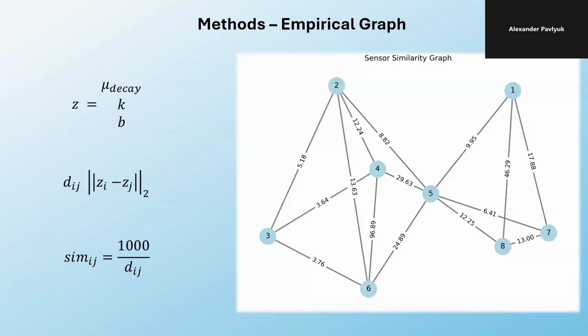So I constructed an empirical graph from all the sensors by connecting each node, that is the sensor, with three nearest neighbors, and the distance is calculated by the Euclidean distance between the representation vectors, which are the mean of all decays, the calibration coefficient, and the intercept. Then the similarity is calculated by scaling the distance by 1000 for simpler optimization.